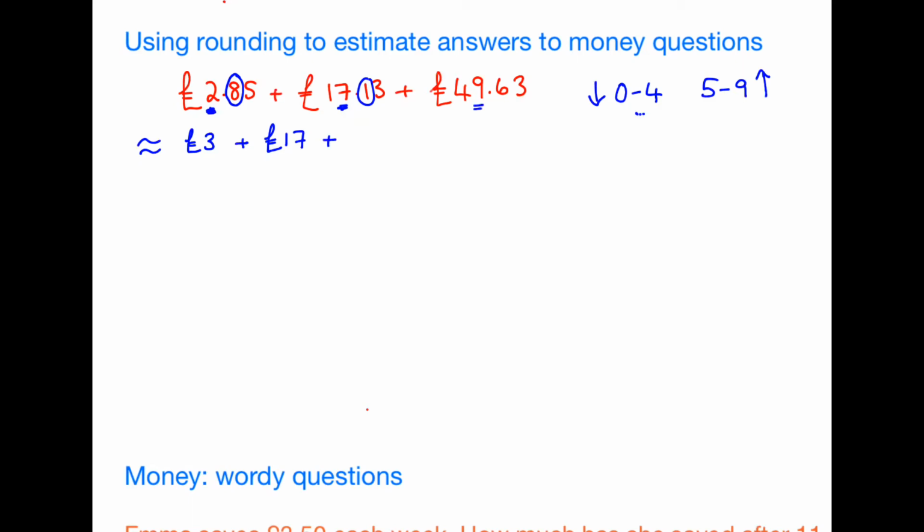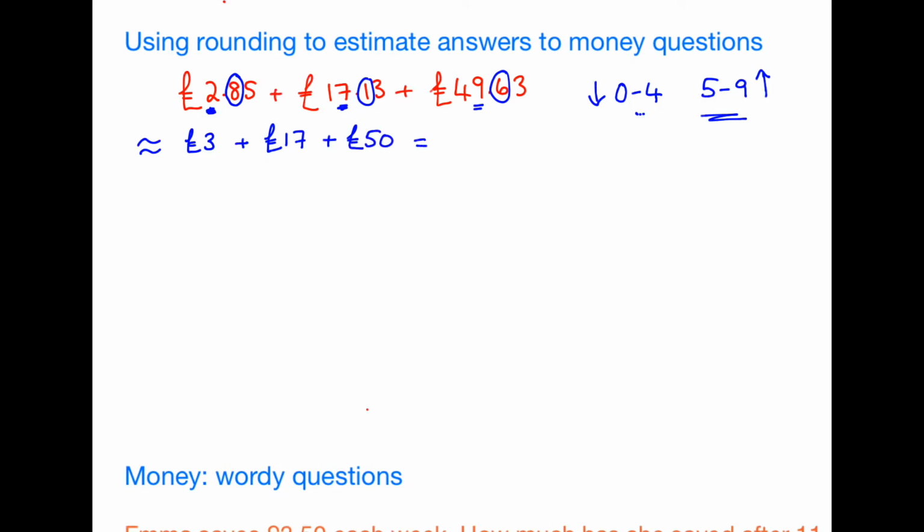£49.63. The 9 is the pounds digit. The 6 belongs to this group. So we need to round the 9 up. Okay? But we can't say it's 410. That doesn't make sense. So if we're rounding 9 up, it moves it on to 50, doesn't it? The next whole pound up from £49 is £50.